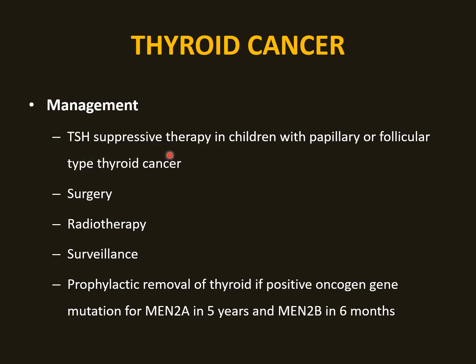Management: TSH suppressive therapy in children with papillary or follicular type thyroid cancer. Surgery, radiotherapy, surveillance, and prophylactic removal of the thyroid if there is a positive oncogene mutation for MEN 2A at 5 years and for MEN 2B at 6 months.